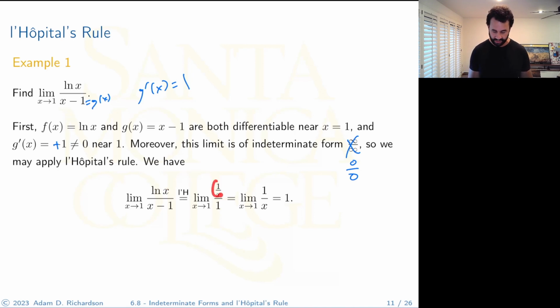So we differentiated the top, got 1 over x, differentiated the bottom, got 1. Now we're just looking at the limit as x goes to 1 of 1 over x. This is a limit that we can simply evaluate by direct substitution because 1 over x is continuous at 1. So we substitute 1 in and get 1 over 1, which equals 1. Now this limit that we were unable to approach before, we made pretty short work of just by differentiating things and looking at the limit of the derivatives. There we go.